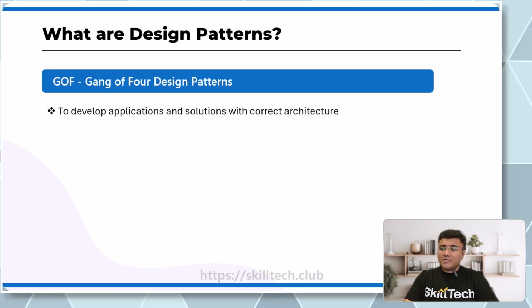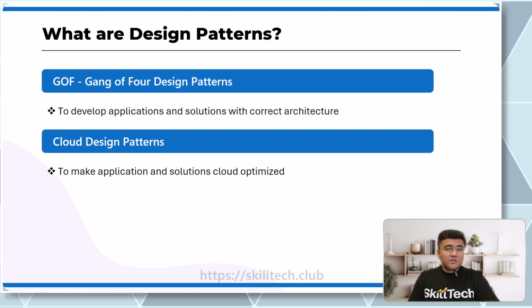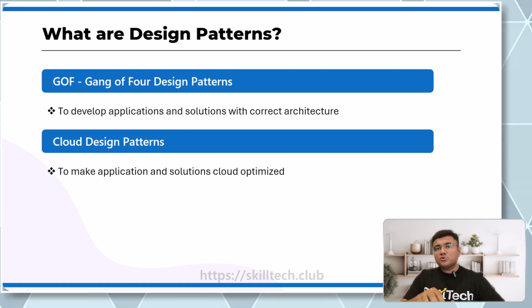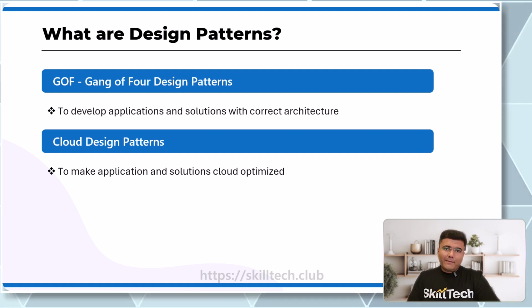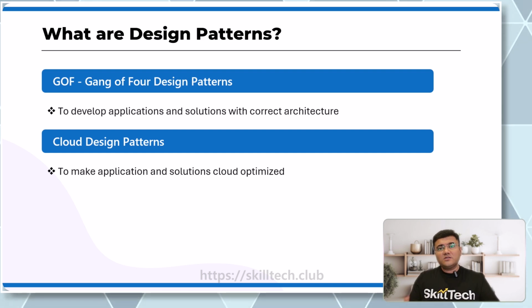Then the question is, which are the better ones? Well, we have something which came up just before 10 years maybe. That is something which is known as cloud design patterns. As the name suggests, cloud design patterns are actually focusing on moving your applications to the cloud. Now, when you are moving your applications to the cloud, those applications have to be cloud optimized. In simple words, they should be using all the features and advantages of the cloud.